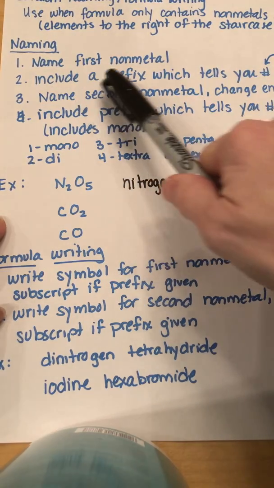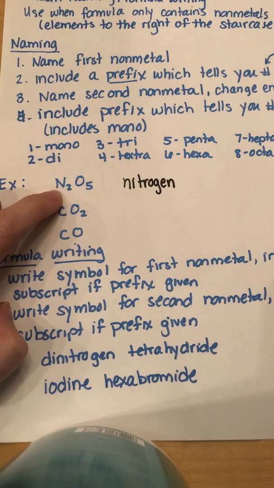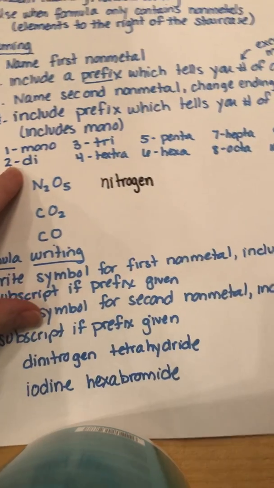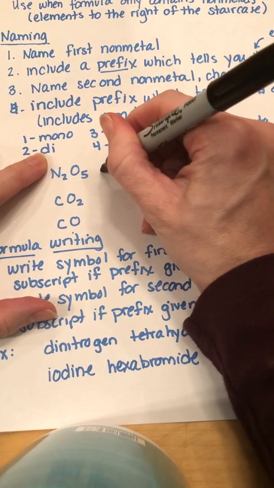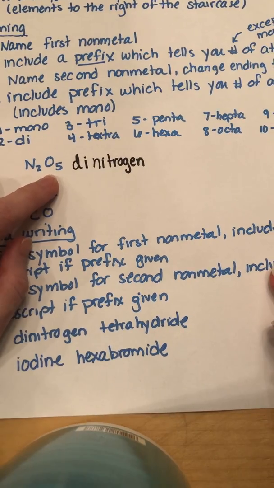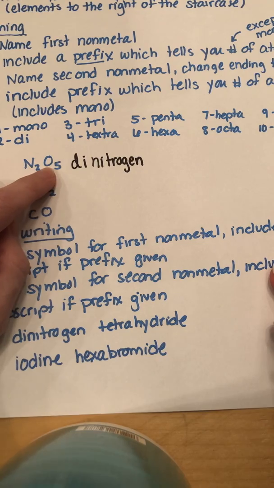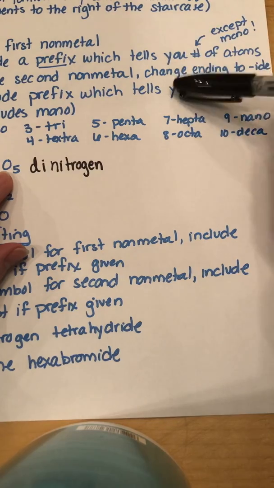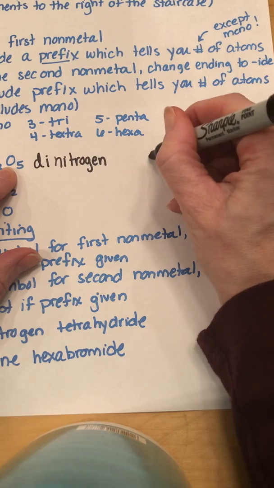All right, second one, include a prefix which tells you the number of atoms on that element. So nitrogen has a 2, so that prefix for 2, if I go up to my little chart here, again, this is in your book, but anytime you have 2 of something, you use di. Okay, so I'll have dinitrogen. Then I go to step 3, which says name the second nonmetal. So that's going to be oxygen. This is the only part that's the same as ionic. You're going to change the ending to "ide." So oxygen is going to become oxide.